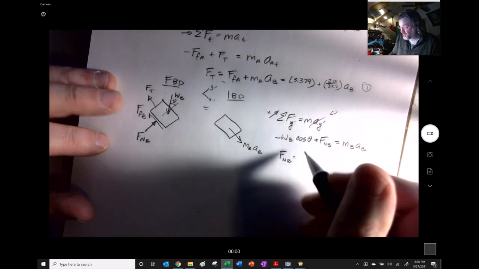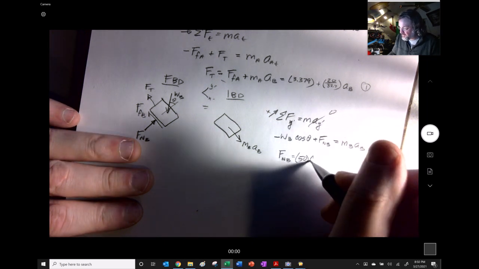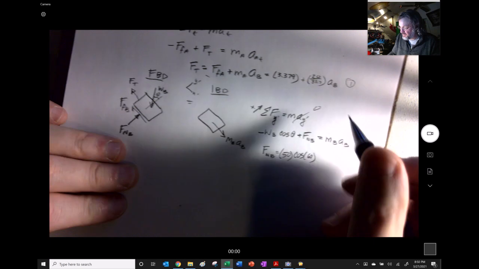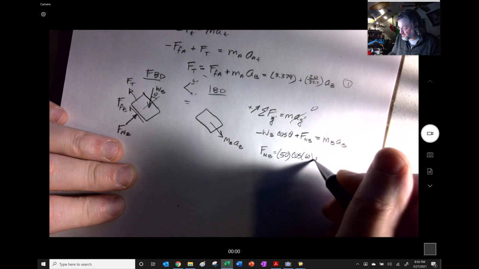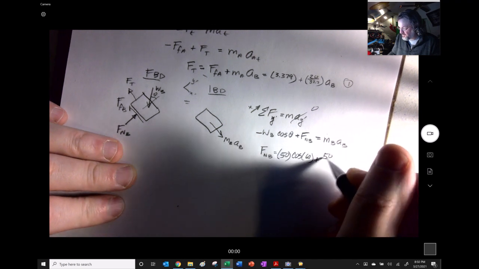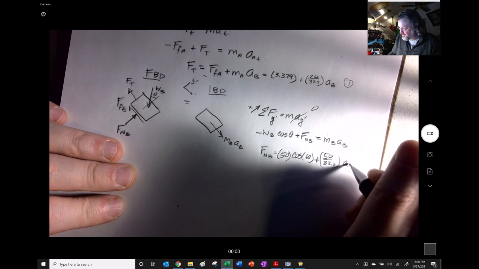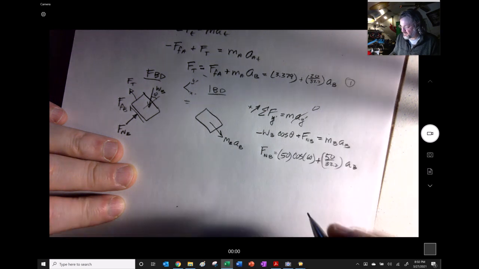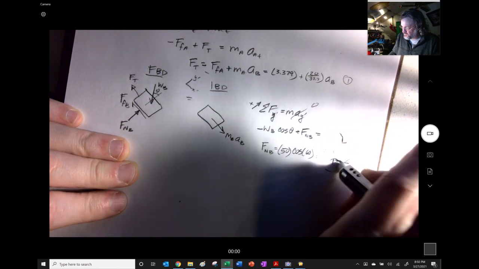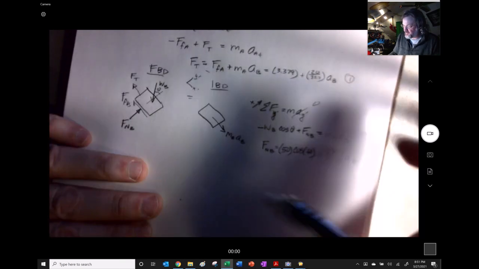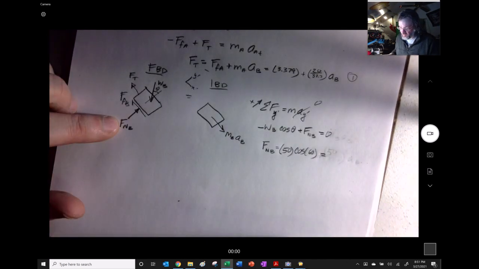So FNB, which is what I'm trying to solve, I'll go ahead and put numbers in for here. So this was 50 pounds this time, times the cosine of 60, plus 50 over 32.2 and then... nope, I just messed up. That's supposed to be equal to 0. My brain wasn't in it. All right, boom. So I think that's all we have in that direction.